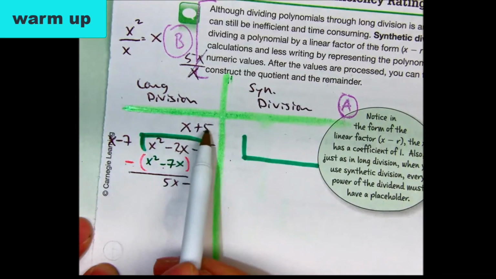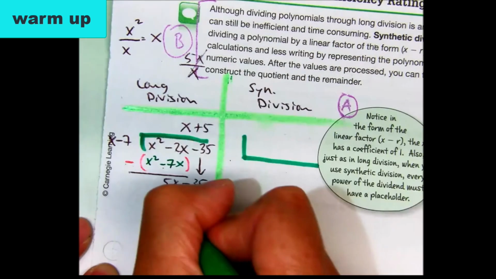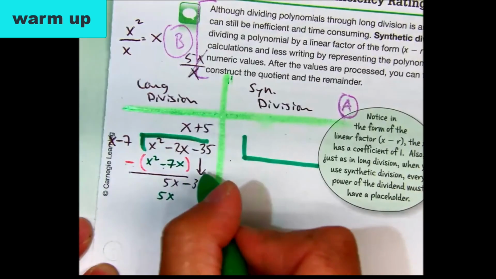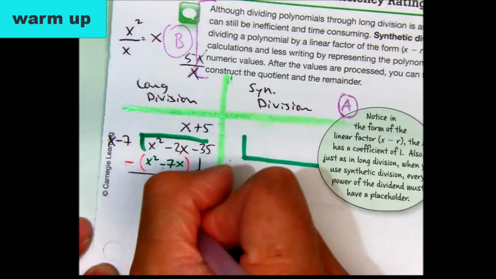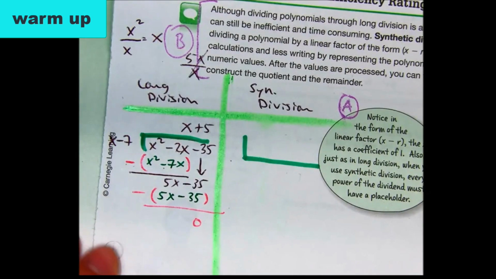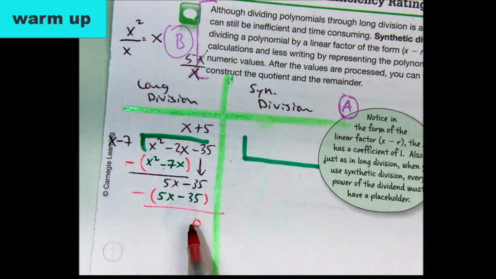Brittany, if you multiply 5 times x, and Brittany, 5 times negative 7, and Brittany, when you subtract all of these, what do you get? You get 0. Raise your hand if you got 0. That basically tells us that x minus 7 is a factor. What does that mean? There's a remainder 0. Okay.